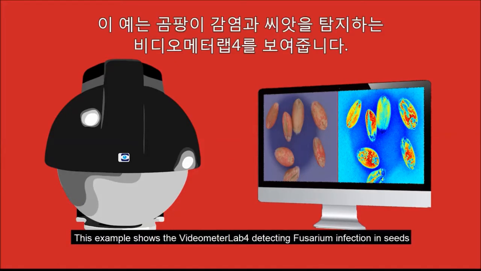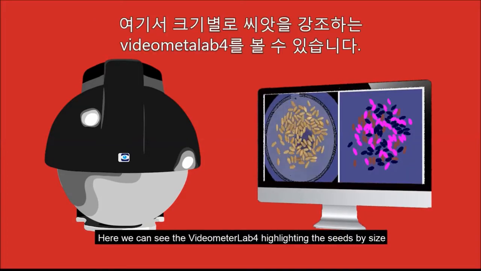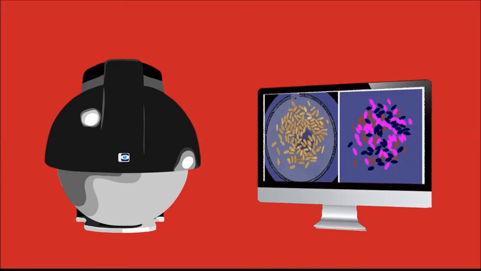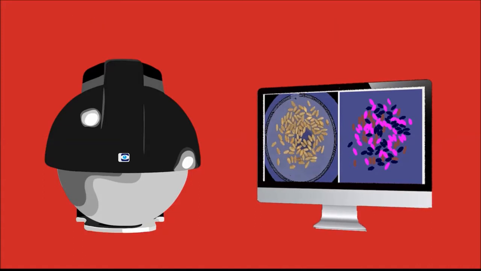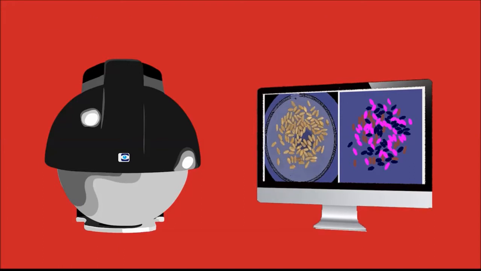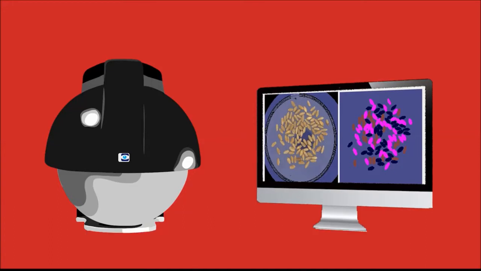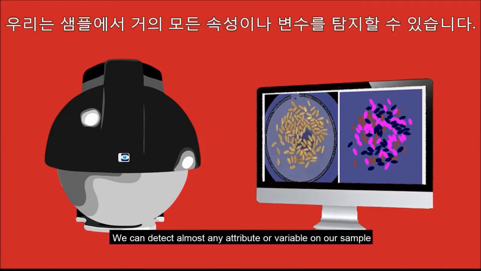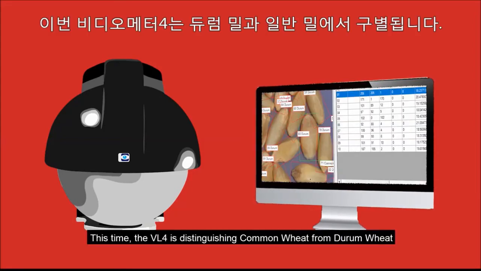This example shows the Videometer Lab 4 detecting fusarium infection in seeds. Here we can see the Videometer Lab 4 highlighting the seeds by size. The seeds highlighted in maroon are between 2 to 4mm in size. Those in pink are between 4mm to 6mm, and any seeds above 6mm in size are highlighted in navy blue. We can detect almost any attribute or variable on our sample. Here's another example. This time, the VL4 is distinguishing common wheat from durum wheat.